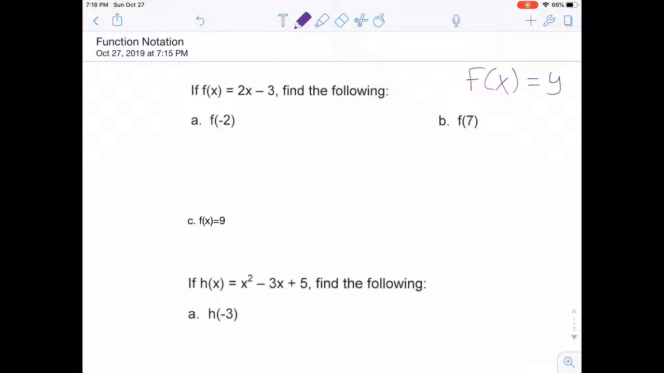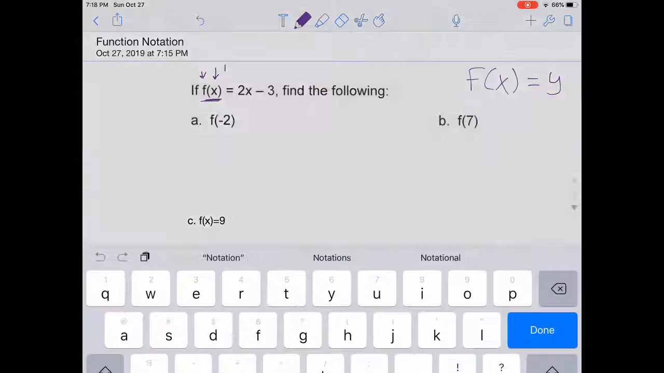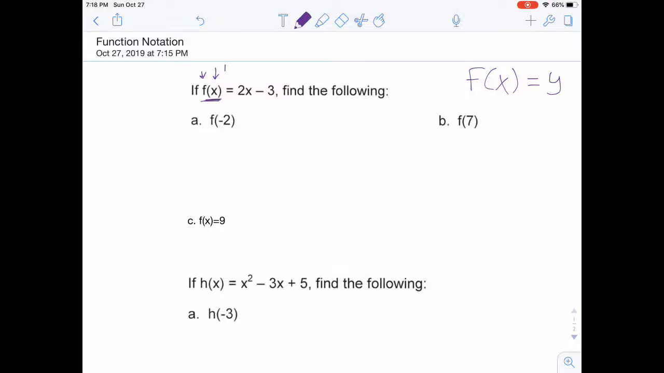If we were to graph something, you'd see y equals. If you were to write something in function notation, you'd see f of x equals. F of x just happens to be the function name, so this is the function f. What is in parentheses here is your input. Okay, so in this case, the input is x.